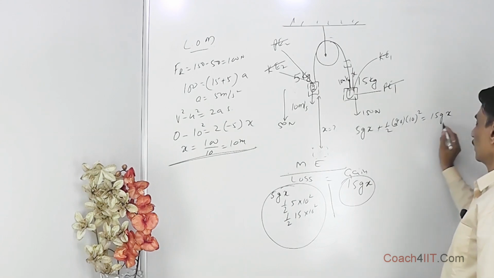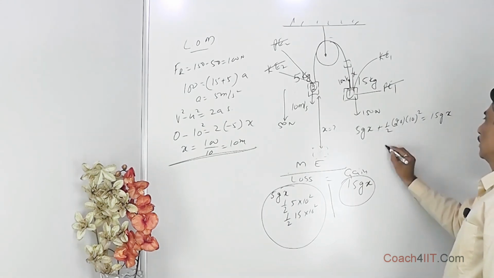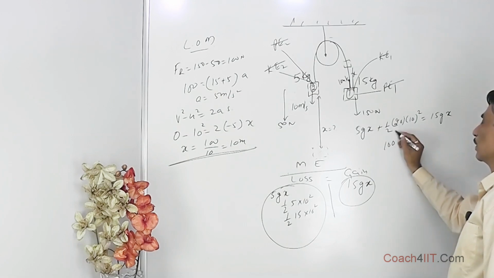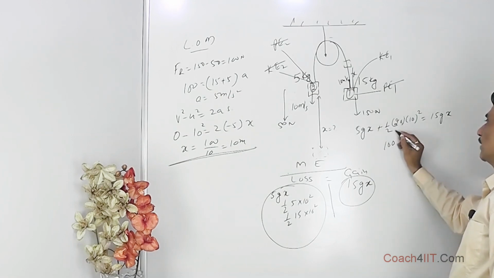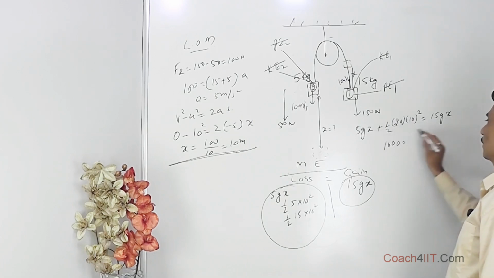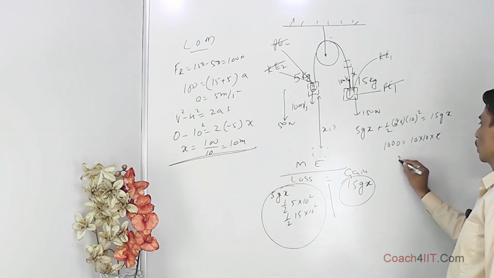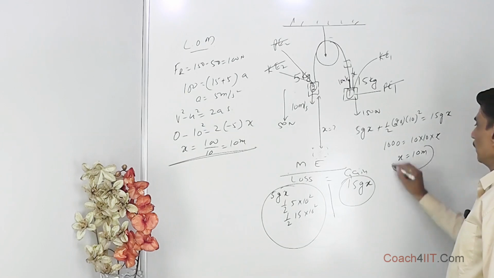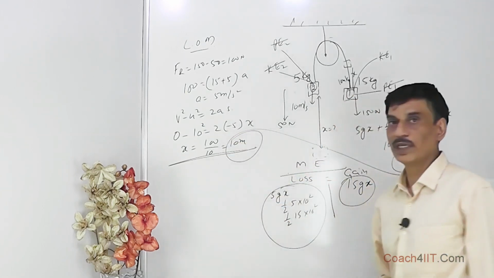We can take this over here. So 20 by 2 is going to be 10, and 10 into 10 square is going to be 1000. So it is 15 gx minus 5 gx. So it is 10 gx. 10 into g is 10 into x. So x comes out to be 10 meter. It is the same thing we get.